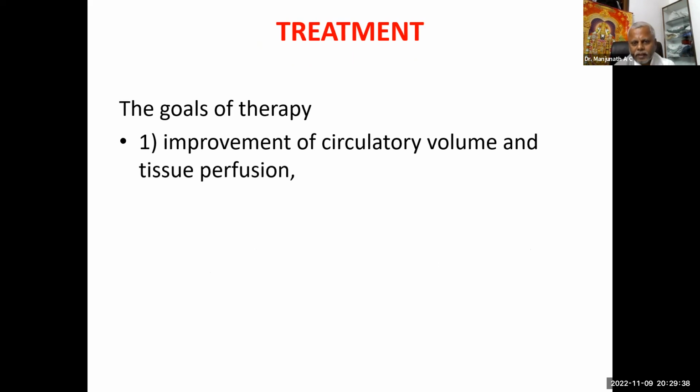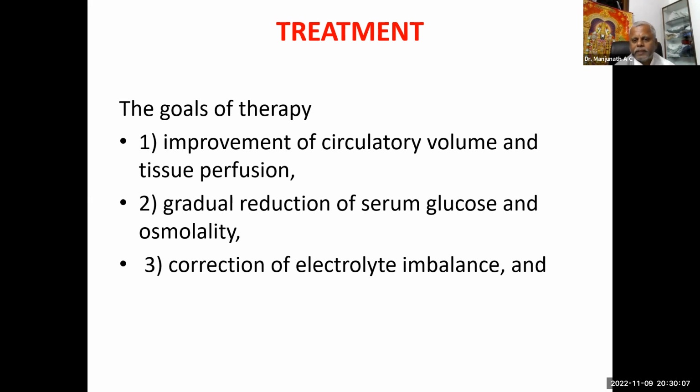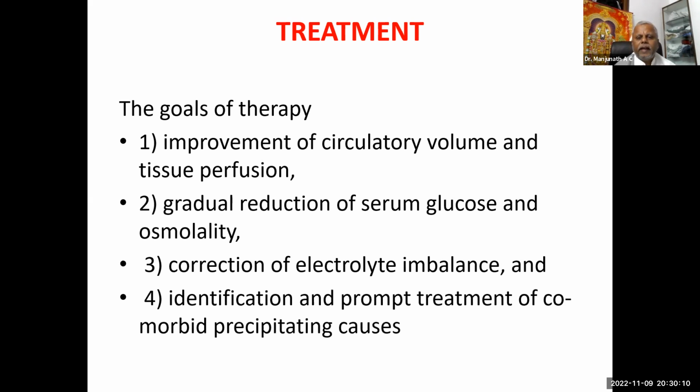The goals are, as we have seen, there is a depletion of circulatory volume, so improvement of circulatory volume, which can lead to tissue perfusion, and the gradual reduction of serum glucose and osmolality. The gradual reduction is very important, as our previous speakers were mentioning about this. We should not aim at sudden decrease in glucose or even osmolality. Then the correction of electrolyte imbalance, mainly potassium, and identification of other cofactors and treatment of the comorbid causes which have actually precipitated the diabetic ketoacidosis.